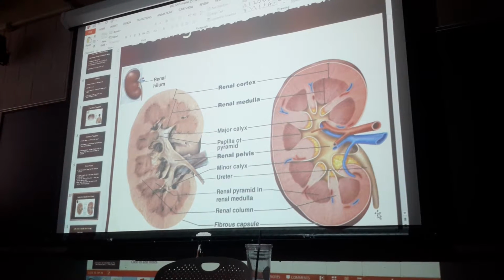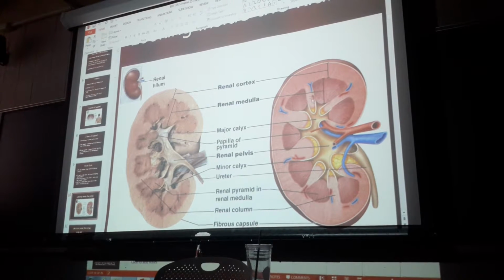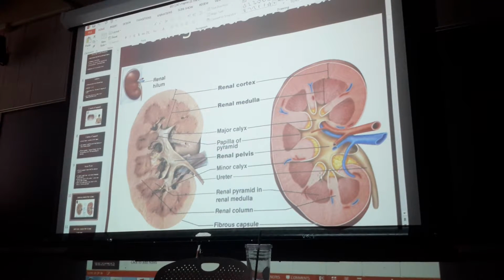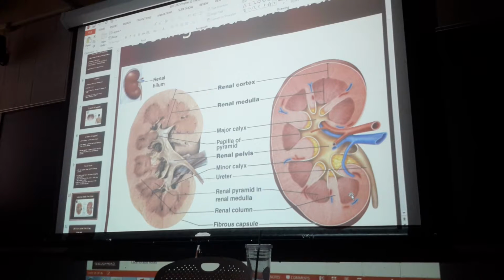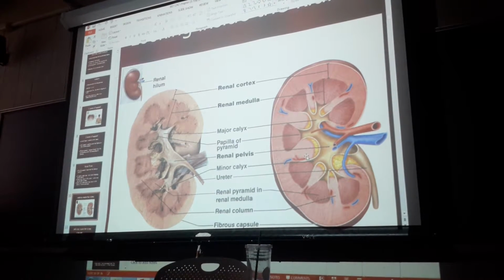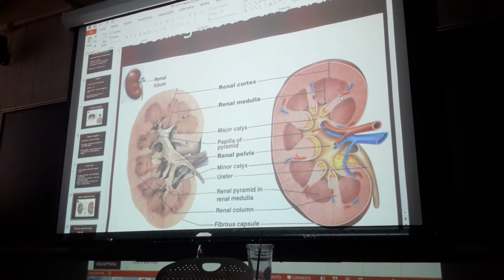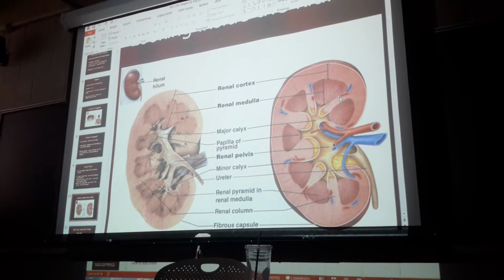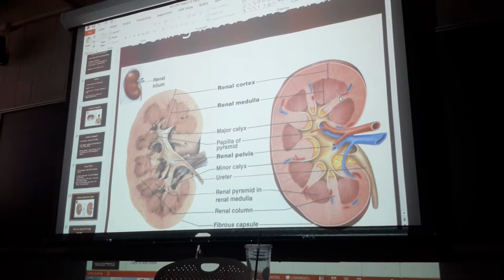Questions over that? So the renal columns are just these spaces between the pyramids. The pyramids are kind of a dark reddish color, and then the columns are the spaces in between each pyramid. And what is that last part again? Renal pelvis, and then here, ureter. Okay. So the pyramid is renal medulla?